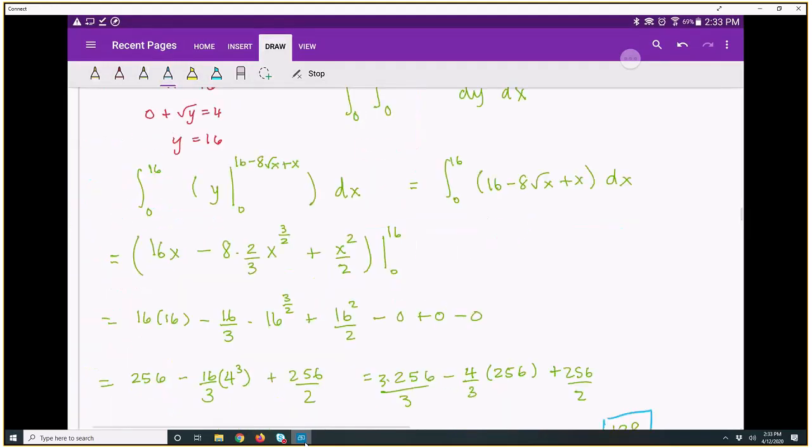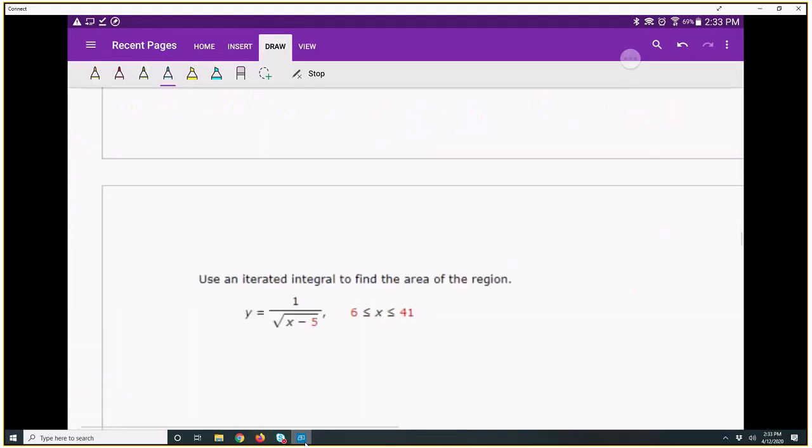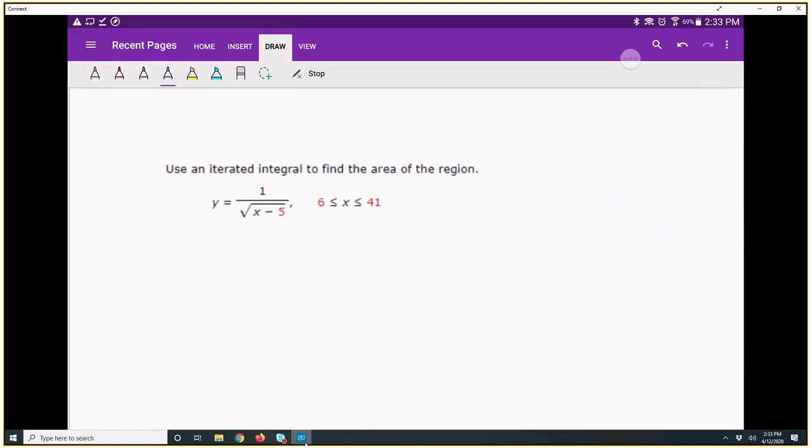Okay, let's do one more example. Use an iterated integral to find the area of the region described by, we have y equals 1 over square root of x minus 5, and we're told that x is between 6 and 41.